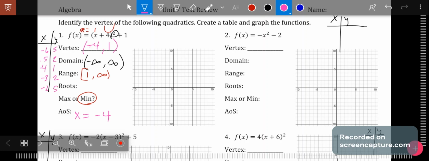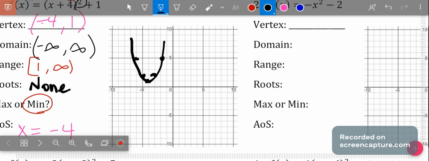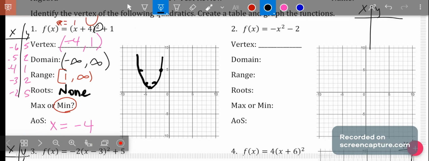Then when you come to graph these points, you will have -4, 1, -5, 2, -6, 5, and this is what our graph should look like. We can see that this does not touch the x-axis anywhere, so we can say that there are no roots. Remember, if it does have roots, we would list as a coordinate pair what those roots are.